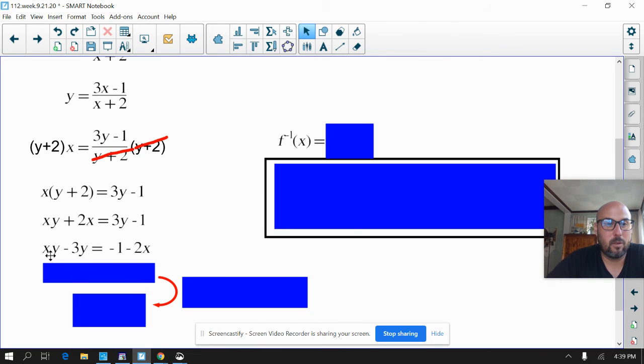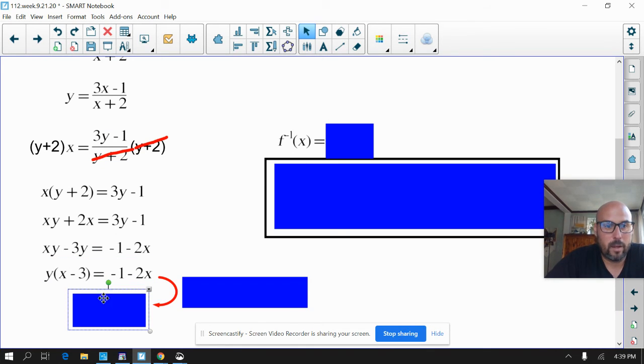We could factor out a y right here. So try to imagine if you factor out a y, you'll be left with y times x minus 3, and then you could divide both sides by x minus 3. So that's what we do. We factor out a y, and then we're one step away. You just divide by x minus 3, and that is the inverse.